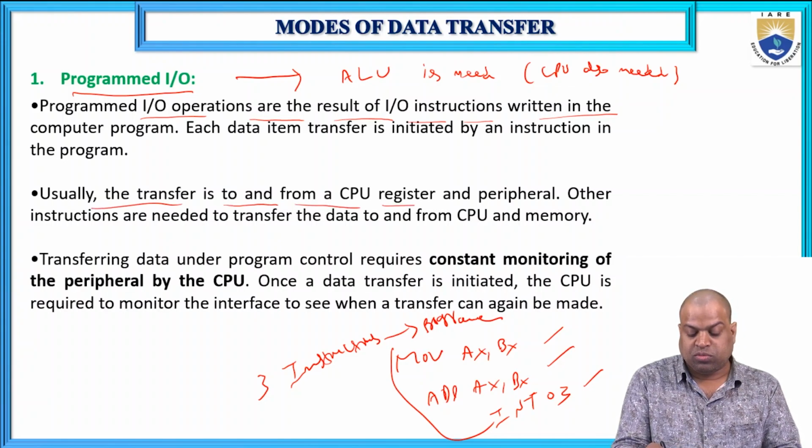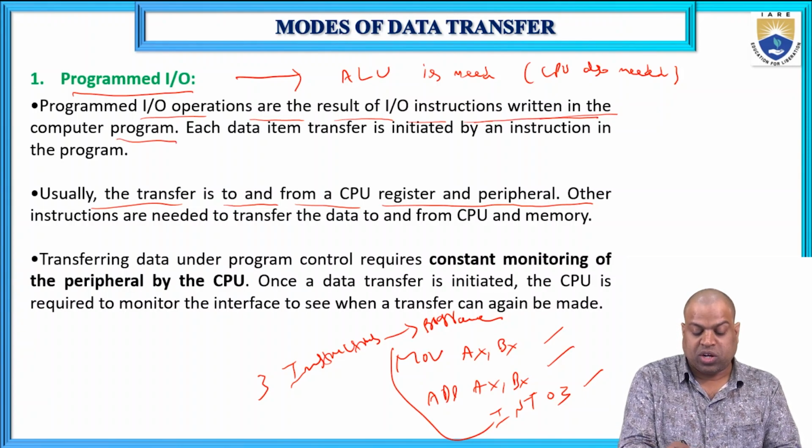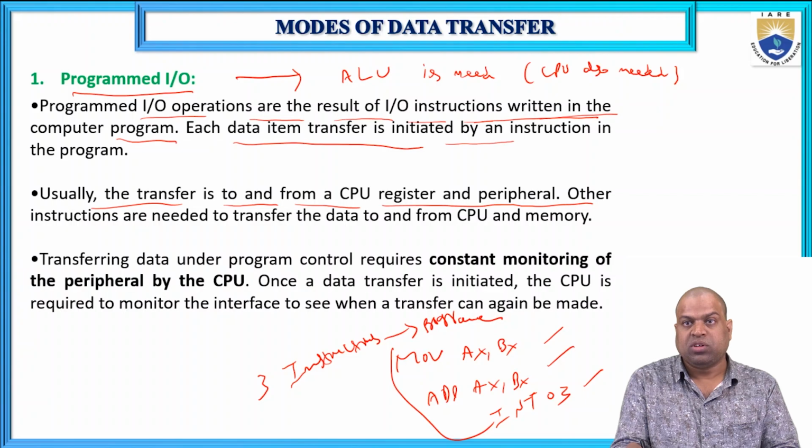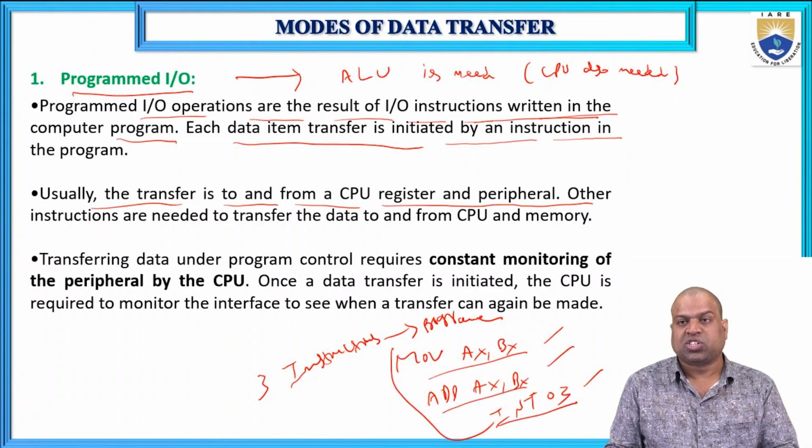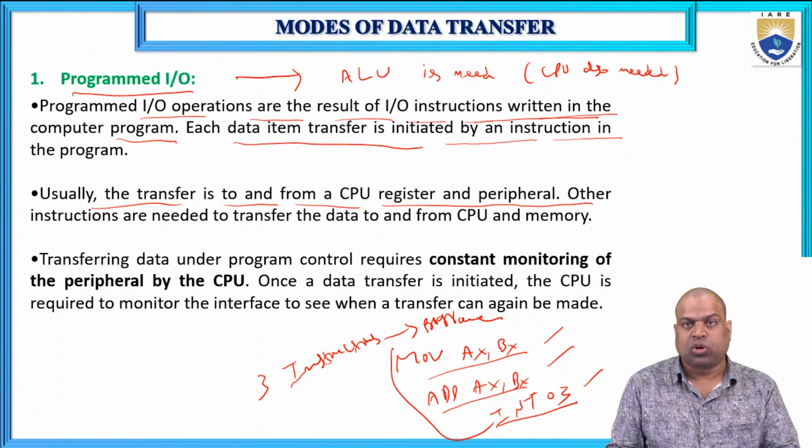So the transfer is to and from the CPU register and peripherals. When we are writing a program in the computer, each data item transfer is initiated by an instruction in the program. Every line I am taking as one instruction. Here I am taking three instructions. It is one program in a computer, and I am taking these instructions one by one. Each line is an instruction, and the transfer is to and from the CPU, register and peripheral.